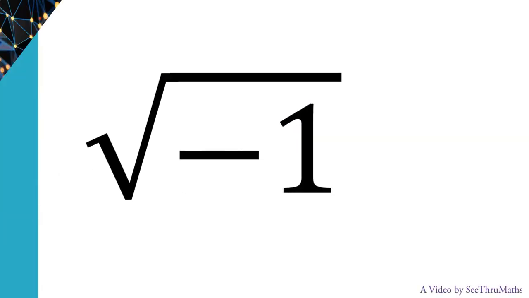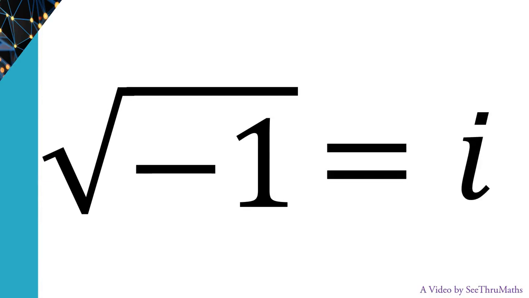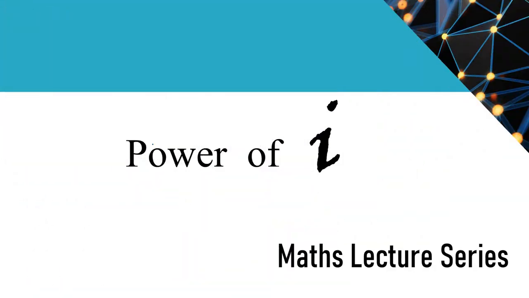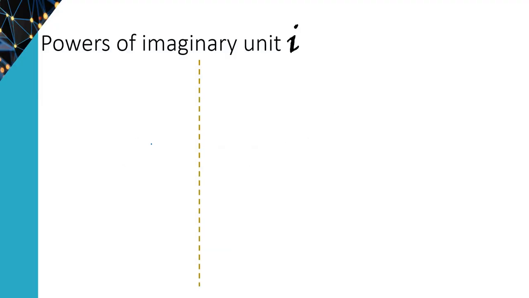Square root of minus 1, the value is equal to i. i is an imaginary number. This we have seen in our earlier video. Today in this video we are going to see about powers of i. This is a part of the math lecture series, a video by See Through Maths. Powers of imaginary unit i.